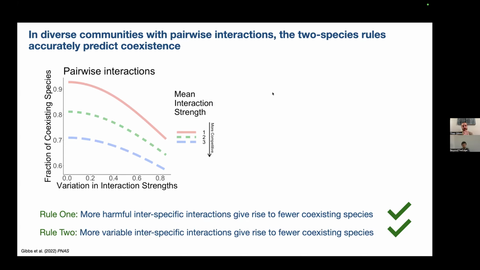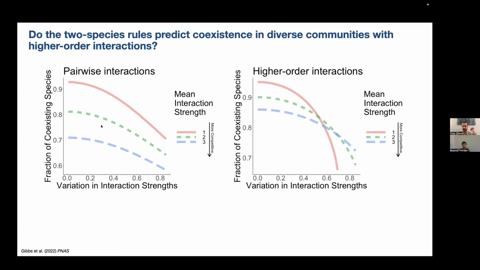And then similarly, for the effect of the variability of the interspecific interactions on coexistence, all these curves are decreasing, which means that as the interactions become more variable, some species are more hurt by coexistence, and they're likely to be excluded by the ones that are less hurt. So this is hopefully all intuitive and consistent with the two-species picture. Now I'll show you what the predictions from the cavity method look like for higher order interactions alone. You can see right away that some things are different, but some things are still the same.